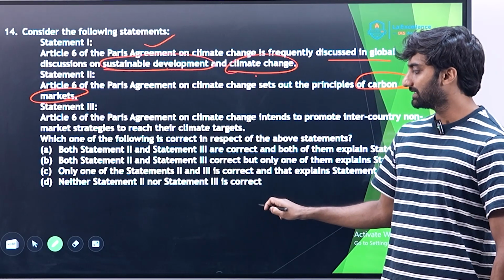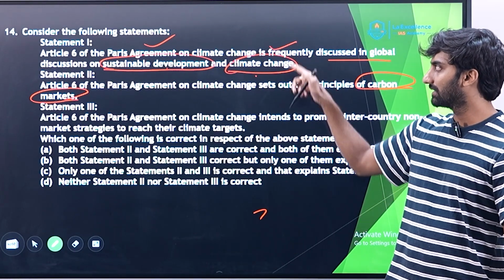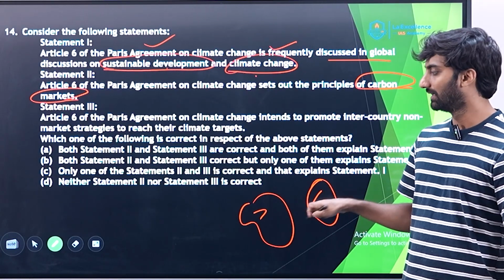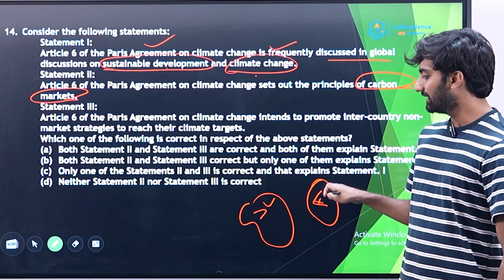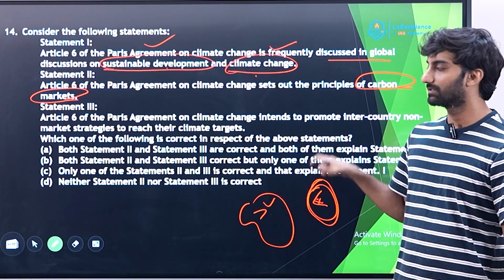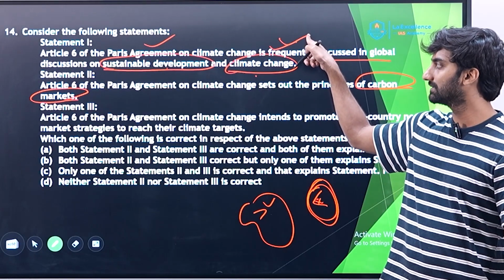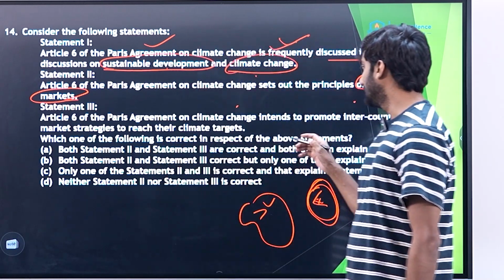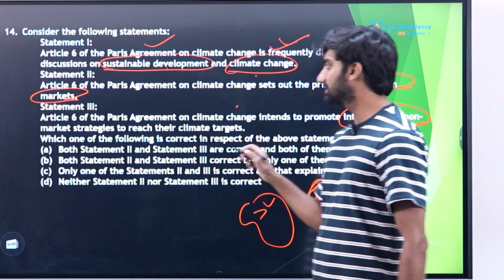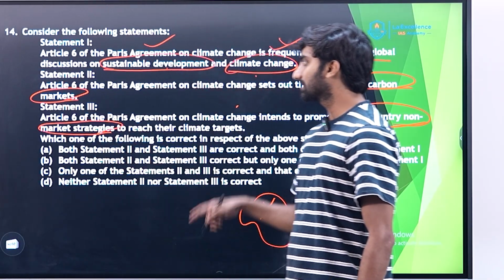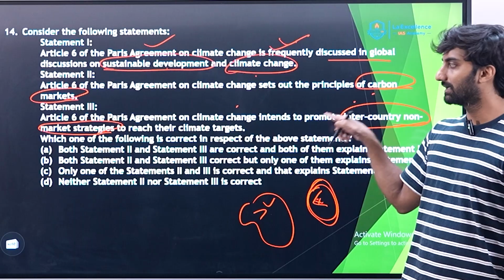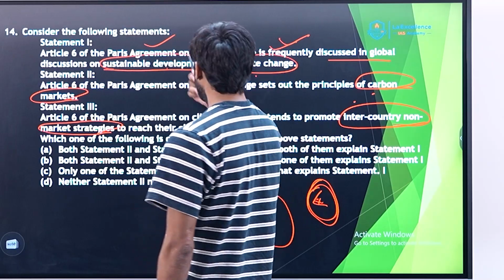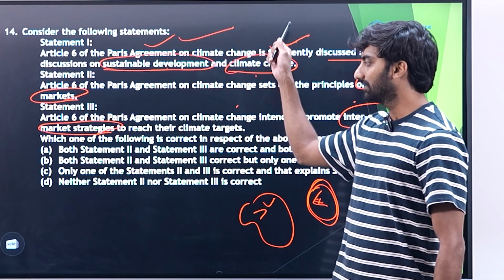Carbon market: one country is emitting more than the required or prescribed amount of carbon dioxide. Another country is not emitting such huge amounts. If it is emitting less, this country can buy the remaining carbon units from the other country. That is called the carbon market, and Article 6 of the Paris Agreement provides for that. Statement 3: Article 6 of the Paris Agreement on climate change intends to promote inter-country non-market strategies to reach climate targets. Carbon markets are part of it, and inter-country market strategies are also part of this article. So both statements 2 and 3 are correct, and both of them explain statement 1. Both are linked to statement 1.